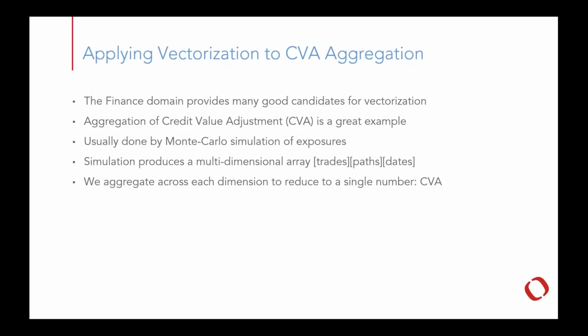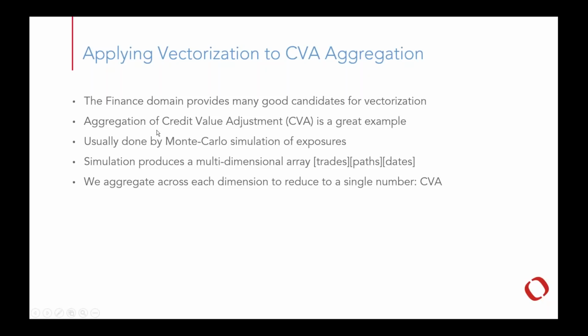So how do we calculate it? Usually by Monte Carlo simulation, simulate the exposures over a series of dates into the future, series of time steps, and run many sample simulations along a time series, and evaluate the portfolio and build a distribution of exposures for the portfolio. So when you run this simulation, what you end up with is a multi-dimensional array, a number of sample paths, values for each trade along the sequence of dates that you simulated. And to compute the CVA, we're going to try to reduce that multi-dimensional array down to a single number. So we aggregate across each dimension, across the trades, and then across the paths, across the dates, until we've reduced down to a single number.